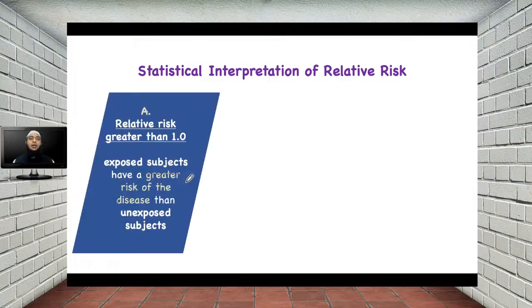Let's see that. For example, if the relative risk is greater than 1, then it indicates that the exposed subjects, meaning those to whom you have given the drug, have a greater risk of the disease, meaning a greater risk of venous thromboembolism, than unexposed subjects, to whom you have not given the medicine. So if the relative risk is greater than 1, this clearly indicates that the exposed subjects are at high risk. They have more risk of the disease as compared to unexposed subjects. This is the case for a relative risk greater than 1.